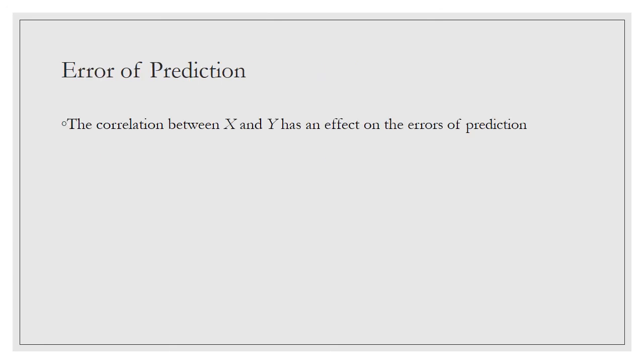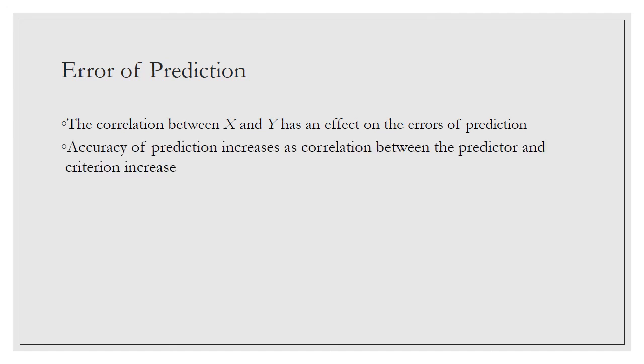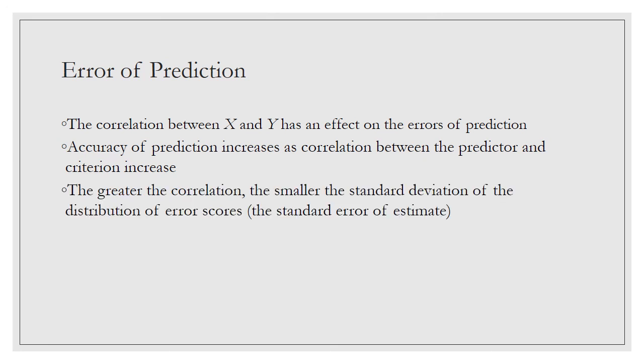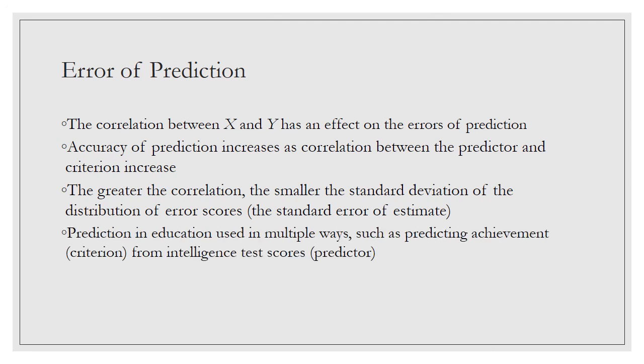The correlation between our x's and y's has an effect on the errors that we make when we're doing predictions. The accuracy of prediction increases as the correlation between the predictor or predictors and the criterion increases. So if the relationship between x and y increases, the accuracy of our prediction will increase. The greater the correlation, the smaller the standard deviation of the distribution of error scores. We call that the standard error of estimate. So the greater the correlation, the smaller the errors are.